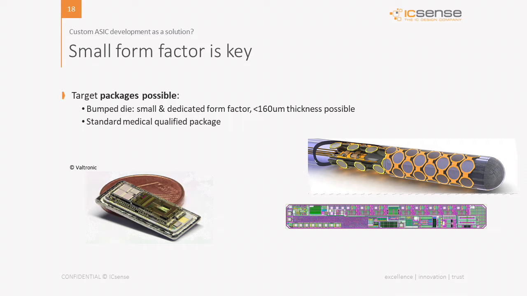Depending on your form factor requirements, different packages are possible. Either you can use custom-made bump die examples, as you can see here on this slide. It means that the connector balls are directly connected underneath the silicon die to enable smaller dedicated form factors, also very thin solutions, so that the chip can, for example, be easily integrated in this neuroprobe application.